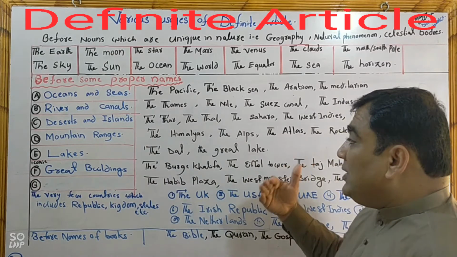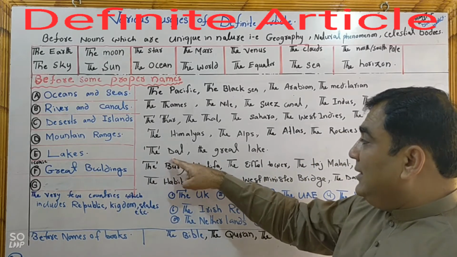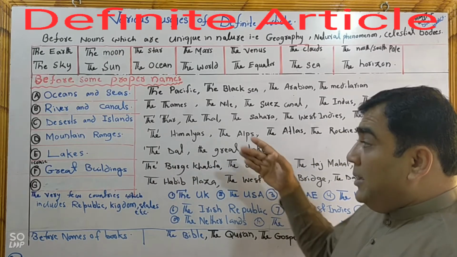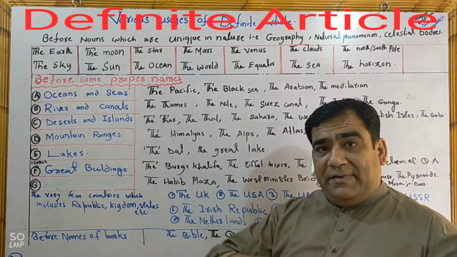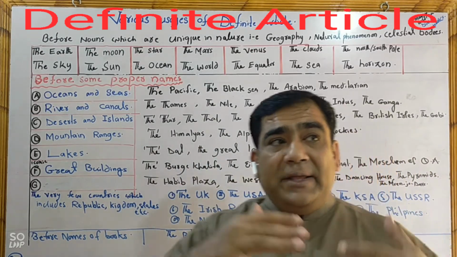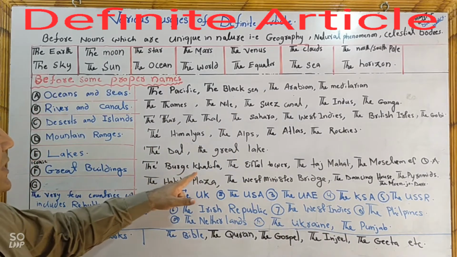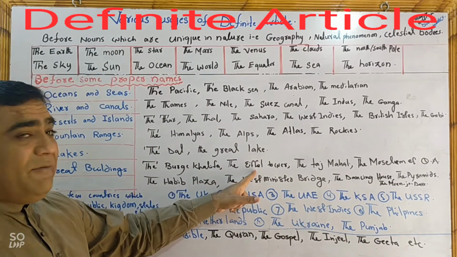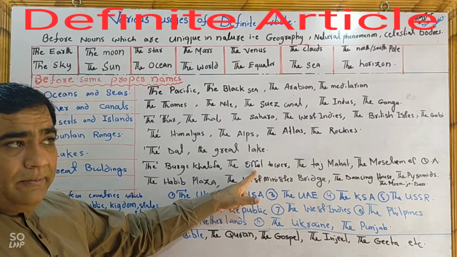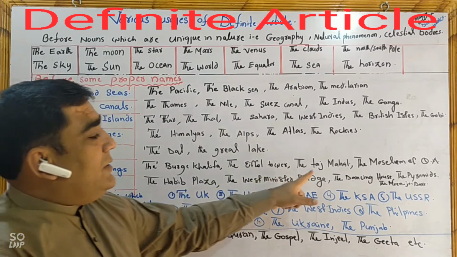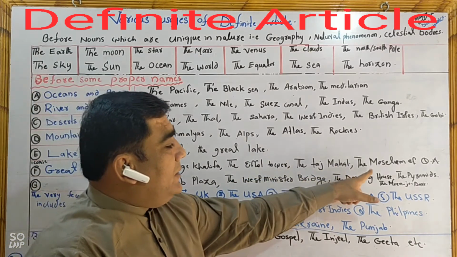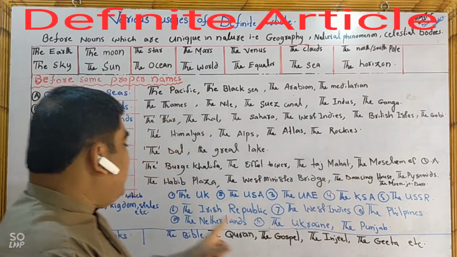Lakes are there in the world, unique in nature: the Dal, the Great Lakes. Great buildings are there, seven wonders are there. Buildings of ancient stories even are there. What are they? The Burj Khalifa, the Eiffel Tower in Paris, France, the Taj Mahal in India, the Mausoleum of Quaid-e-Azam in Karachi.